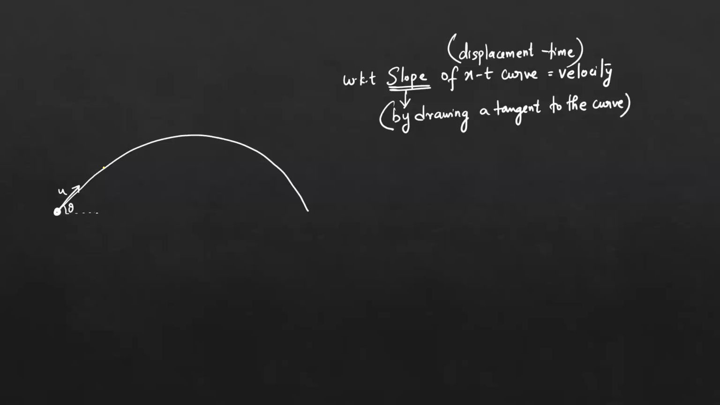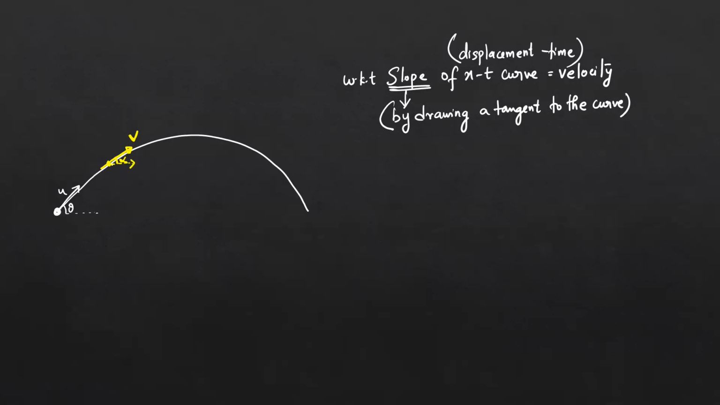Therefore, suppose the body is at this point, how do I find the direction of velocity? By drawing a tangent to the curve. That represents the direction of velocity, v. V is the velocity at any instant. And how much angle will V make with the horizontal? V will make some angle, let us say alpha.